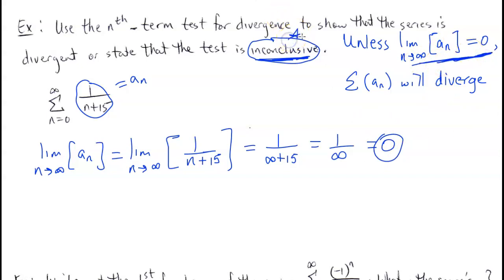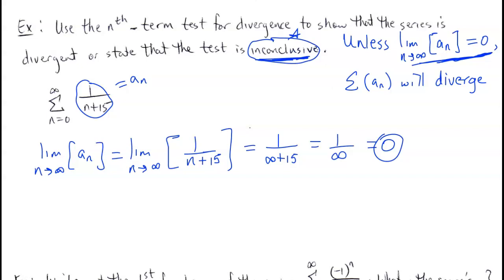Thus, we see that the nth term test for divergence is inconclusive in this case, meaning that we can't tell whether that particular series is going to converge or diverge just by using this particular test. So we would have to do something else in order to do it. And as of right now, the tools that we have available to us won't allow us to do anything else.